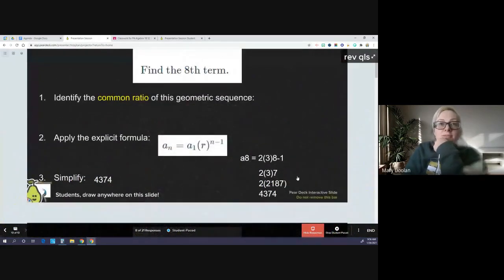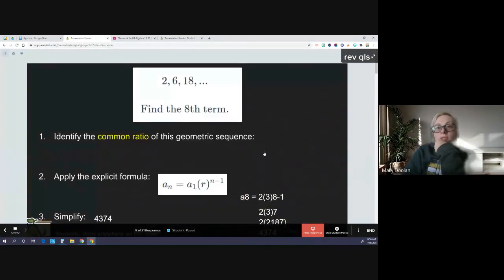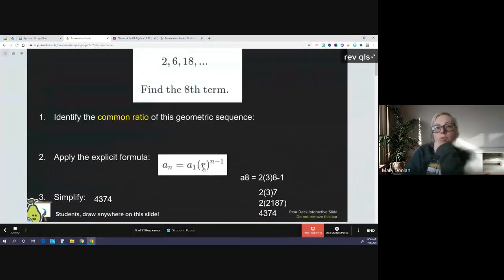Oh, look at this. This is nice. Look at this. My first example. This person got it. So A sub 8, 2, that's the first term of the sequence. 3 is the common ratio. And then 8 minus 1 is the power, which is 7, which means putting it to the 7th power, and this is actually absolutely correct. Good job.